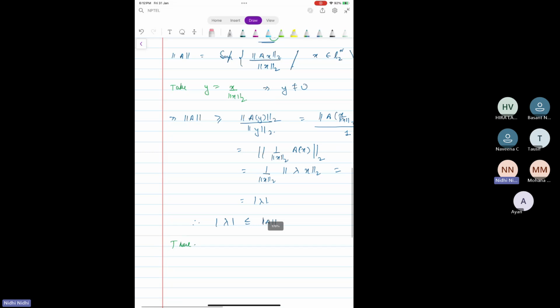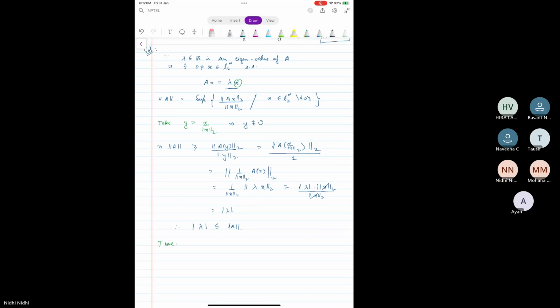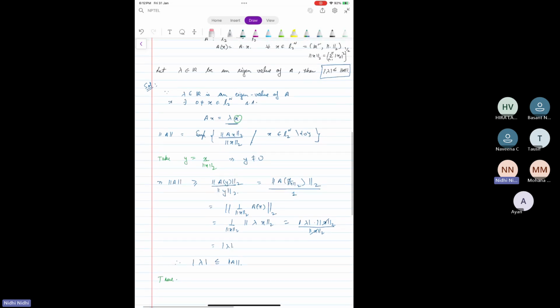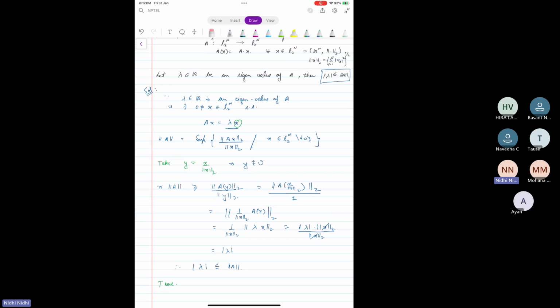Is this proof fine with everyone? Please let me know if you have any doubt in any of these steps. Here, we have proved that if lambda is an eigenvalue of a matrix A, then modulus of lambda is less than or equal to the operator norm of the operator A, that is corresponding to the matrix A.